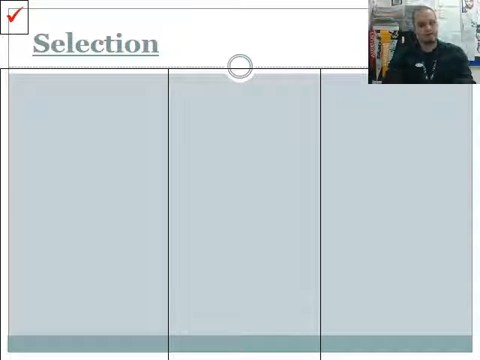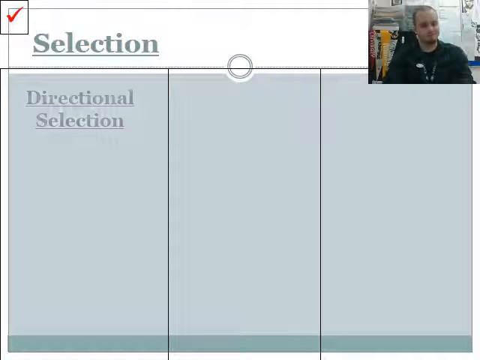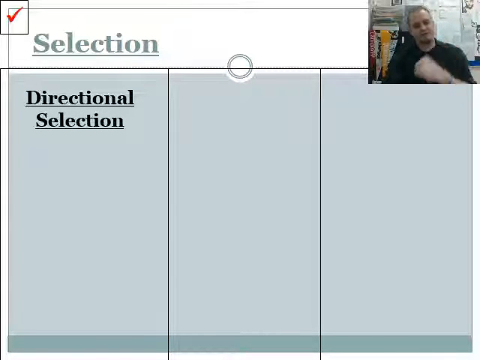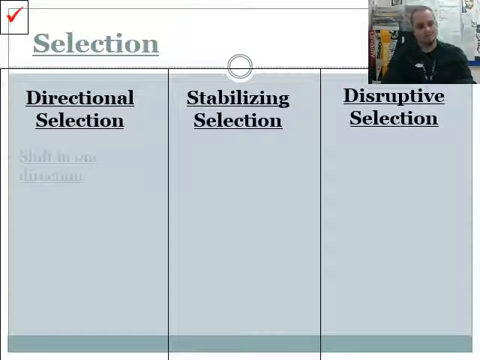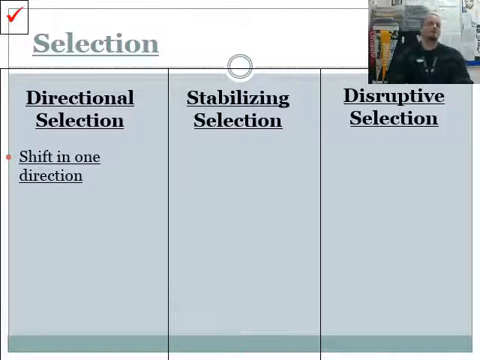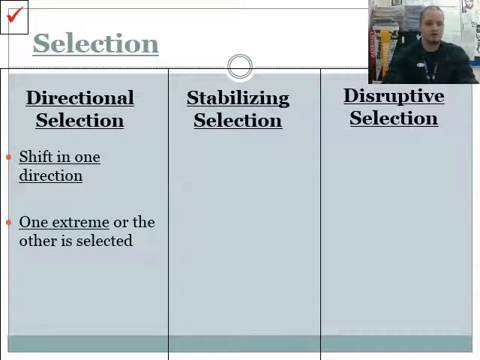So what we also need to discuss here is something called selection. And there are 3 types. We have directional, stabilizing, or disruptive. So a directional selection is going to choose one trait over the other. So it's a shift in one direction. So one extreme is selected over the other.